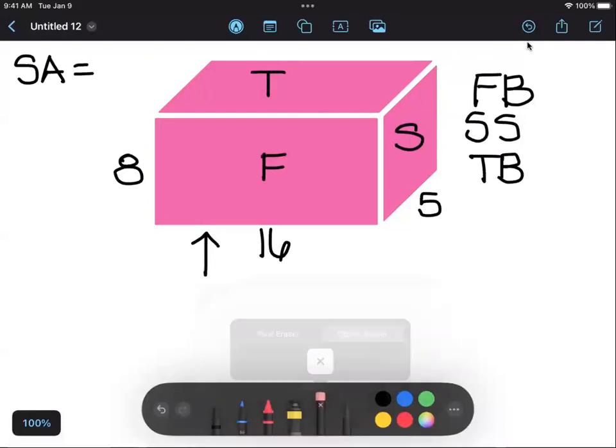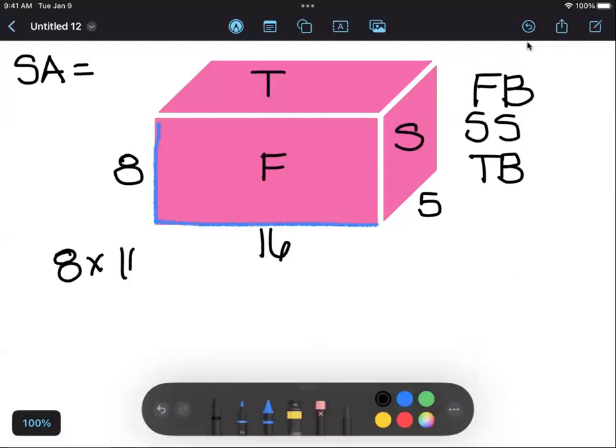So now that I know what I'm looking for, I can go ahead and find the area of each of those surfaces. I'm going to take a thicker pen here, and let's start with the front. The front area is a rectangle, which means I need to multiply length times width. So length times width will give me the area of the front. That is 8 times 16. So let's go ahead and figure out what 8 times 16 is.